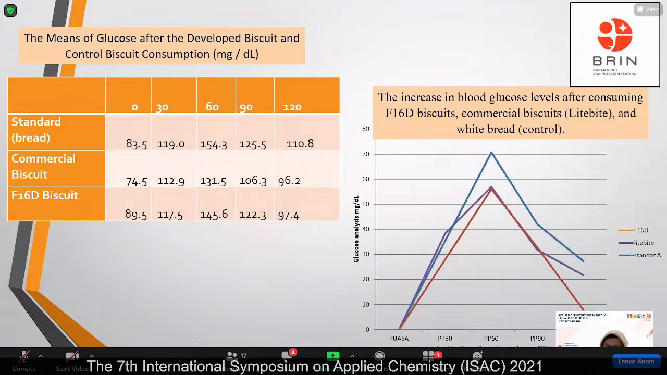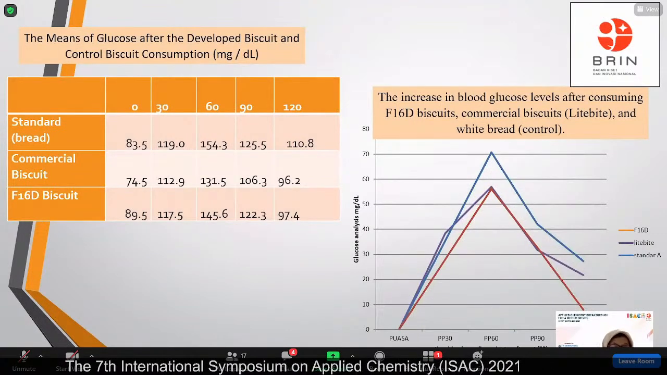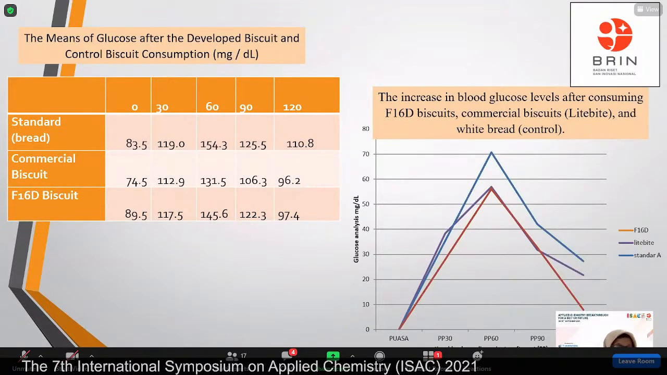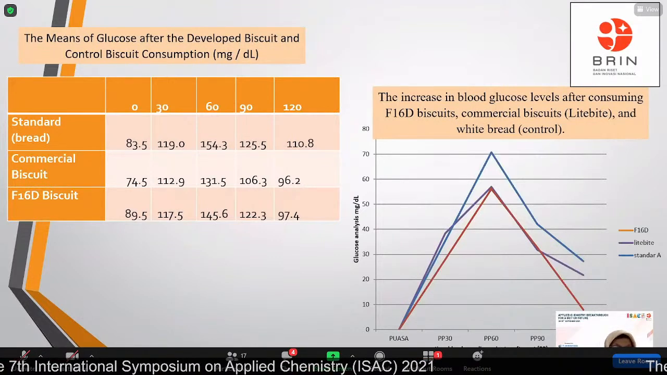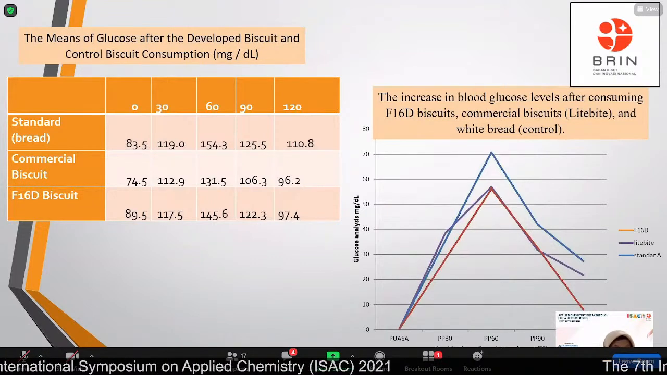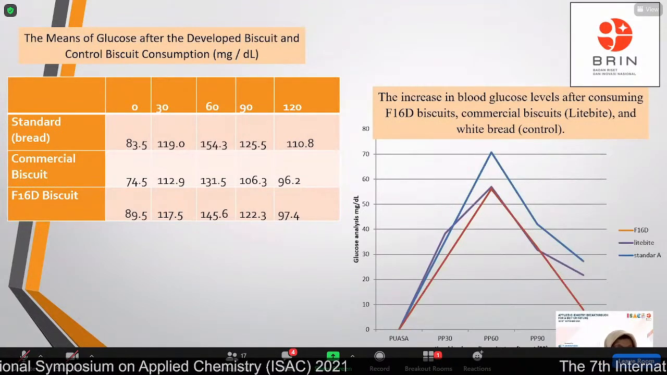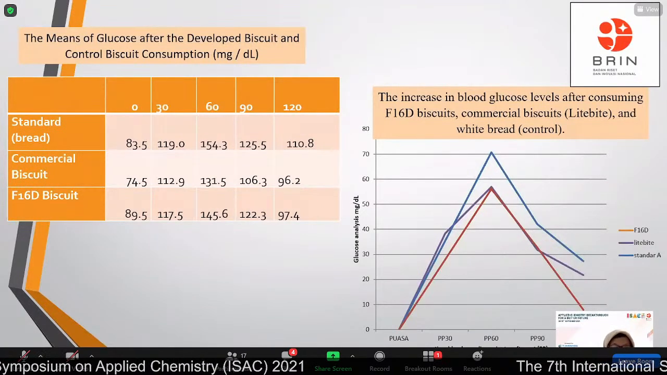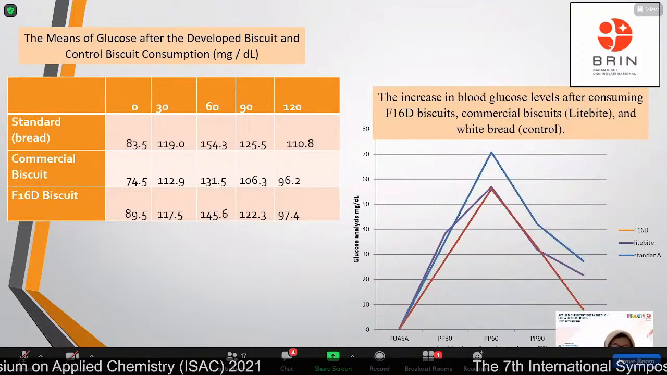This is the result. Based on the table, it is known that the peak of the glucose increase occurs at minute 60 after consumption and decreases gradually in the next minutes. Then, in order to determine the GI, the curve of mean values is made and presented. The GI values of the biscuit were determined using the incremental area under the blood glucose response curve.